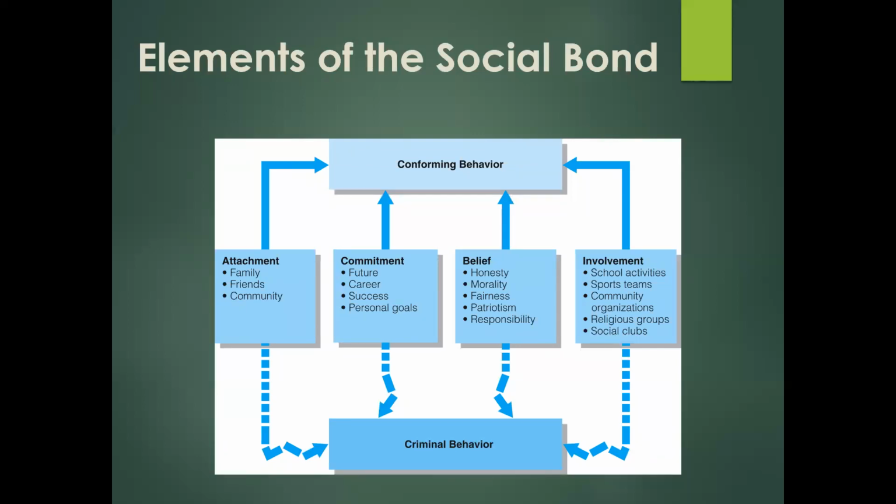this. If we have attachment, commitment, belief, and involvement, then we conform. When that breaks down, notice the broken arrows. When that breaks down, it leads to criminal behavior. And actually, no, I just said it wrong. We have criminal behavior. And if you develop attachment, commitment, belief, and involvement, then you have conforming behavior. You don't start with conforming behavior. You start hedonistically. You start with criminal behavior.